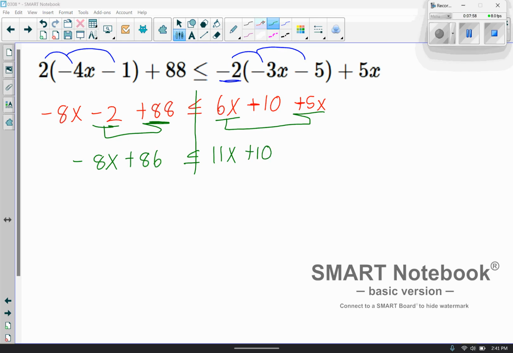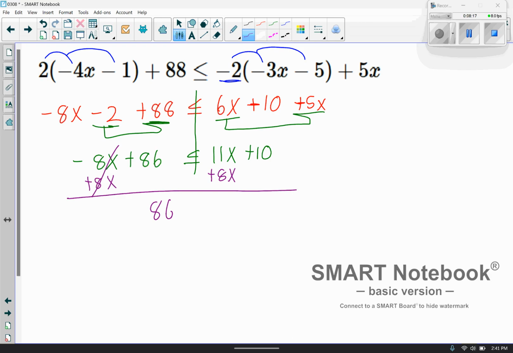Now we need to isolate the variable to a single side. So we can either subtract 11x from both sides or add 8x to both sides. I personally like to keep the variable positive, so I'm going to add 8x again. So here we go. That will cancel out. So then I'm going to have 86 is less than or equal to 19x plus 10. Then we'll go ahead and subtract 10 on both sides.